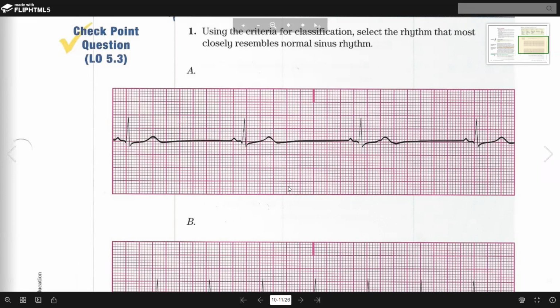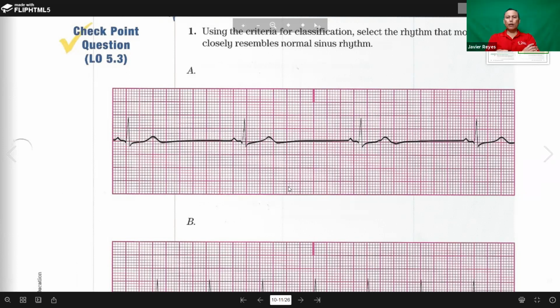Too slow. So what do we call a slow heart rate? Bradycardia. Exactly. Bradycardia is correct. So because it's a sinus rhythm, we call it sinus bradycardia.